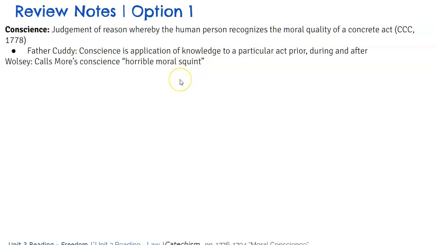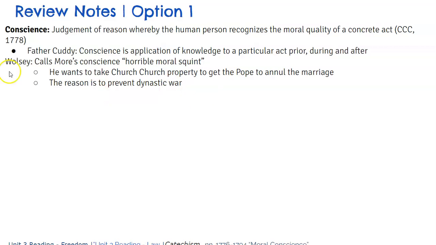So in the scene, the question asks you to compare and contrast Wolsey and More. Wolsey is mad because Thomas More opposed him in the King's Council, and he calls More's conscience a horrible moral squint. He says, why can't you just look at the facts head on? Why do you have to bring your conscience into it? Wolsey's position is that he wants to take church property to pressure the Pope into annulling the marriage between Henry and Catherine, but the Pope had already granted a dispensation to marry her in the first place.